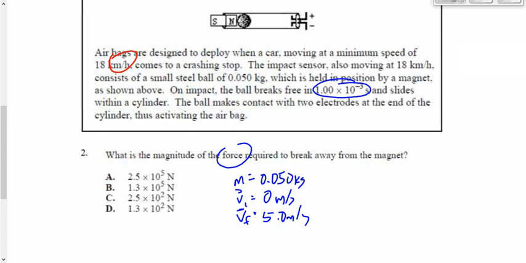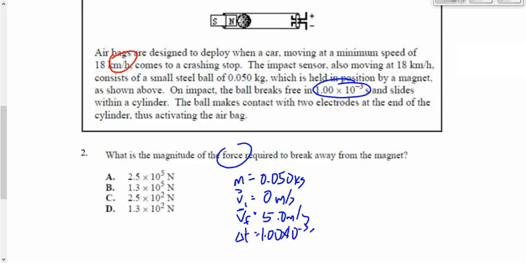We can't define it relative to the ground because there is no impulse relative to the ground. The ball remains moving at 5 meters per second. It was moving at 5, still is. There is no impulse. But relative to the car, in another frame of reference, there is an impulse because there's a change in velocity. My time interval is 1.00 times 10 to the negative 3.